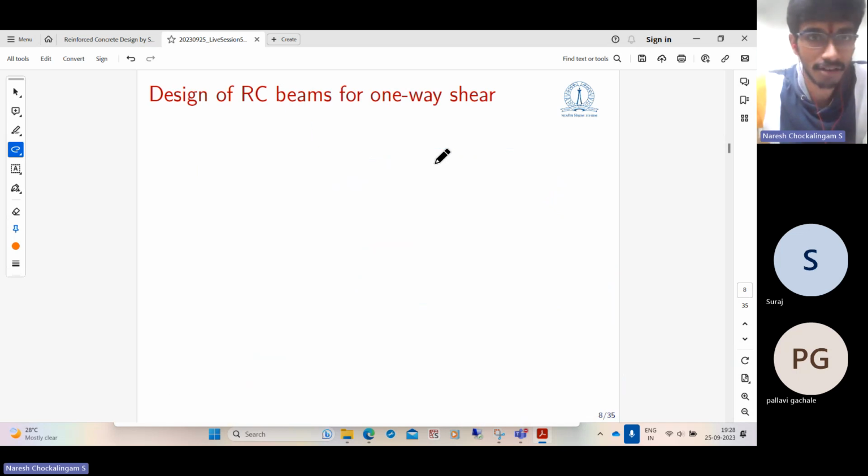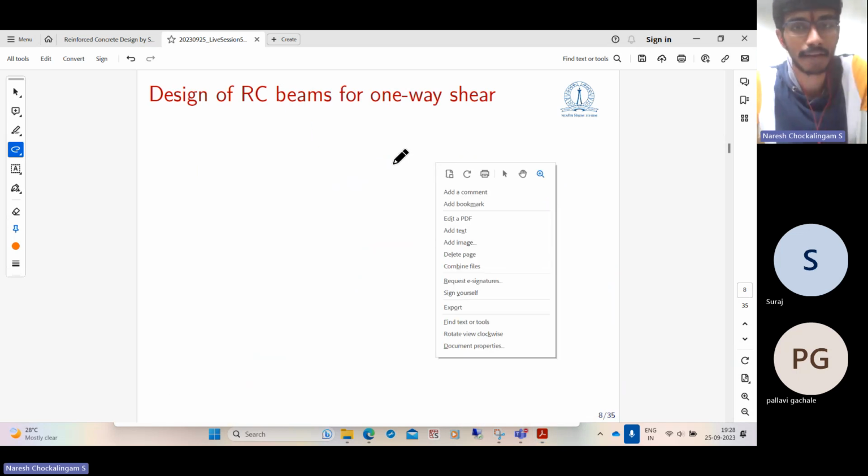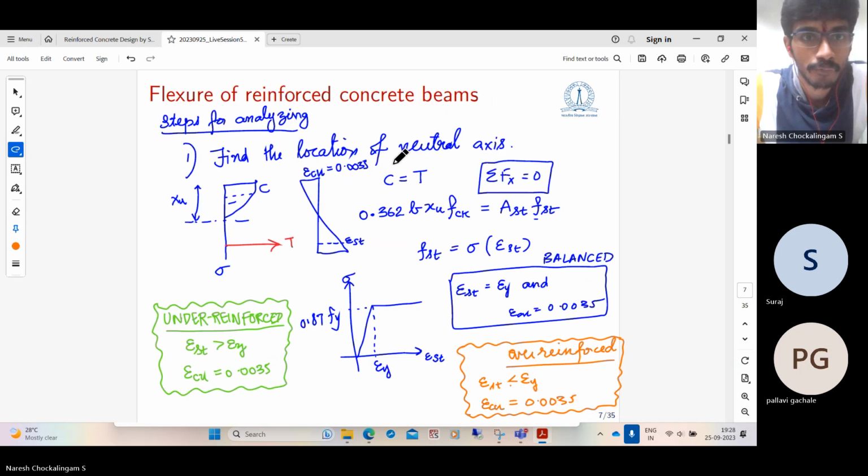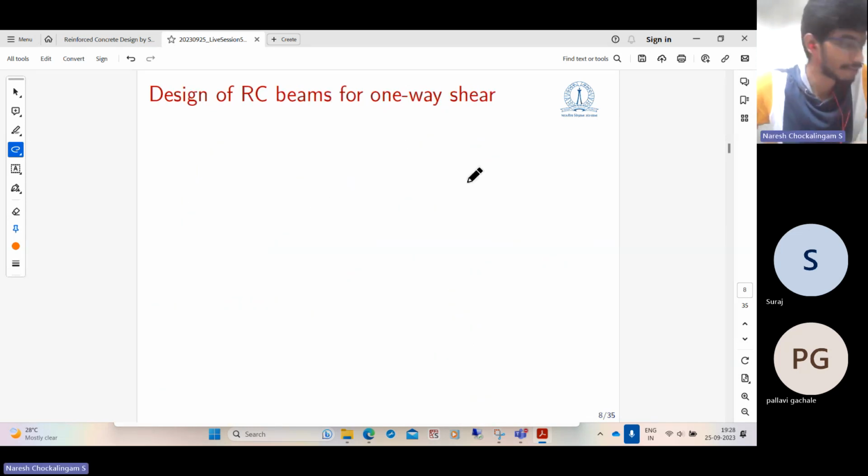Okay, we'll come to one-way shear, but before that, there is one codal requirement.